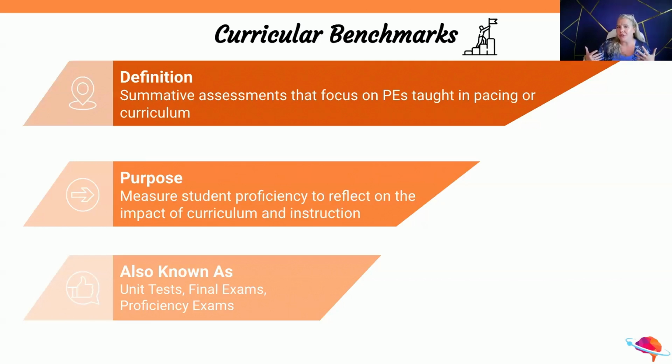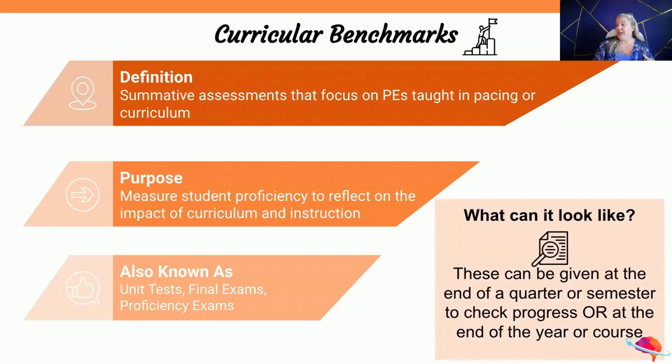Final exams and proficiency exams are probably the most common. So think of this like a final exam you would give at the end of a class to ask, okay, did my curriculum do its job? Did they learn what they needed to learn within this class with this curriculum? This can look like a few different things. Generally, you want to give this at the end, either at the end of a quarter or at the end of a semester to check progress, or you could just do it at the end of the year or the end of the course. Again, this depends on how often you want that data, but you want to look at the curriculum and instruction holistically.